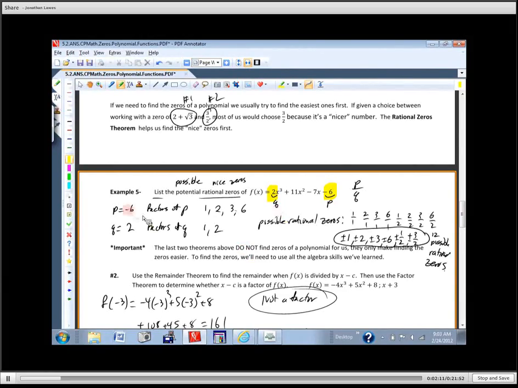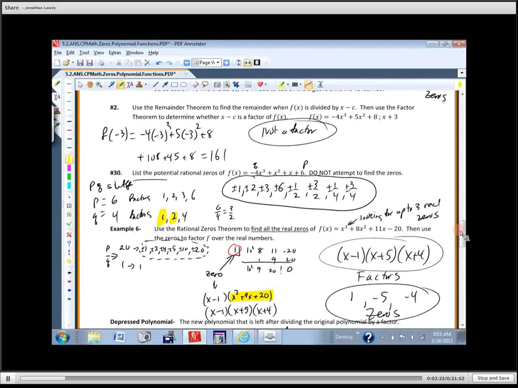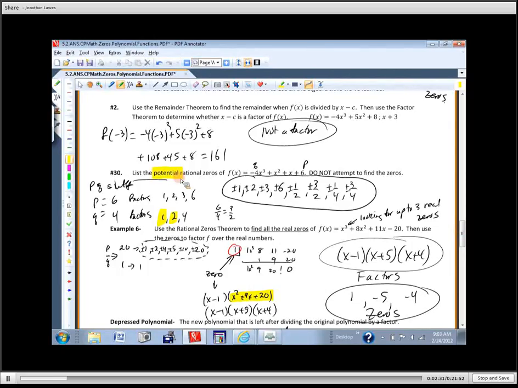And it's as simple as writing down the factors of P, writing down the factors of Q, and then writing down every P over every Q, if you want to think of it that way. Once we had those lists, we checked to see which ones actually work. The word the book uses is potential rational zeros. If we're going to find the zeros, let's find the nice ones first. These are a lot better than working with ones with radicals in them, even though some of these were fractions. This is a big long list of possibilities. Is there any way all of those could work? No, because if this is degree 3, only up to 3 of them could work.